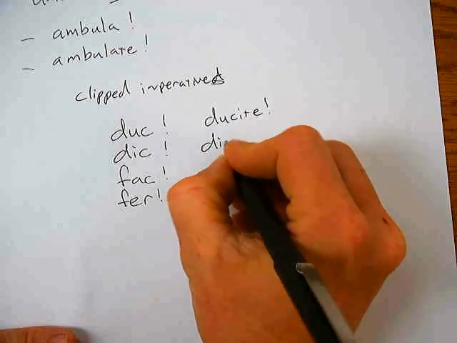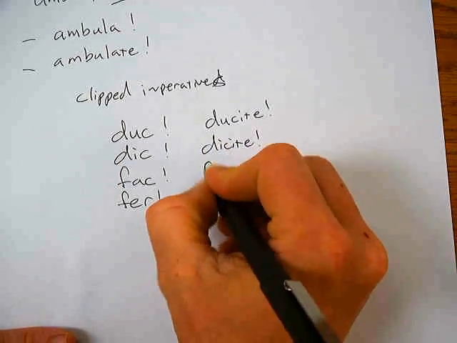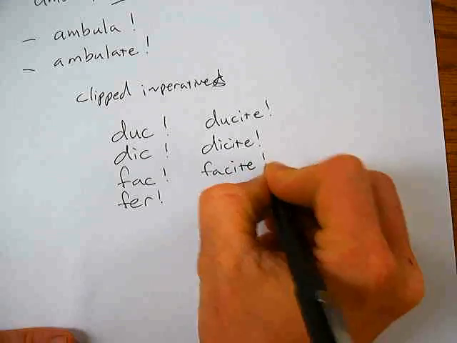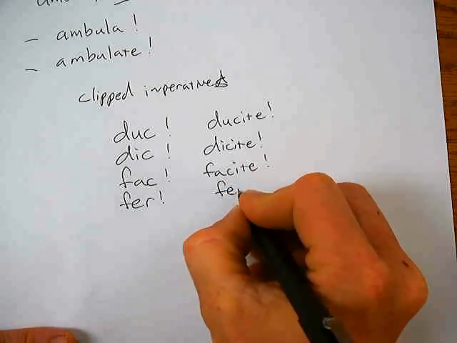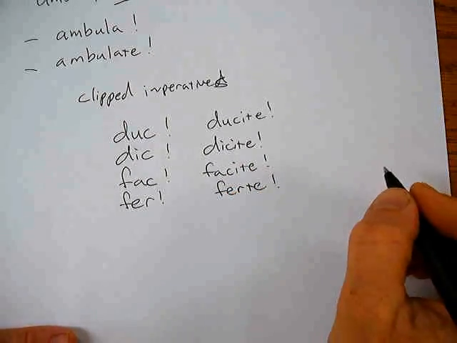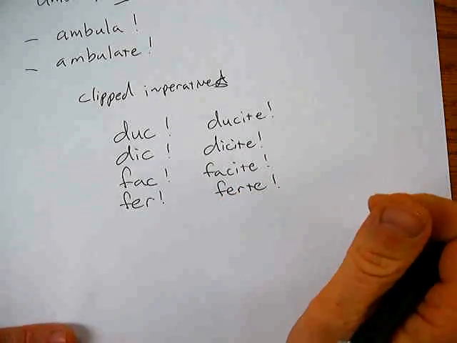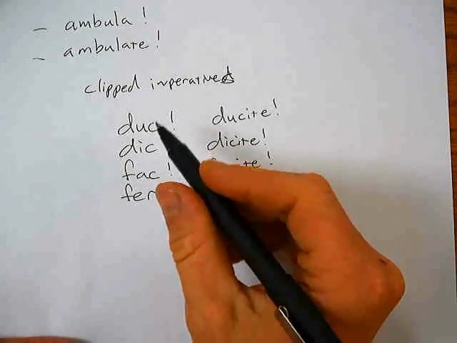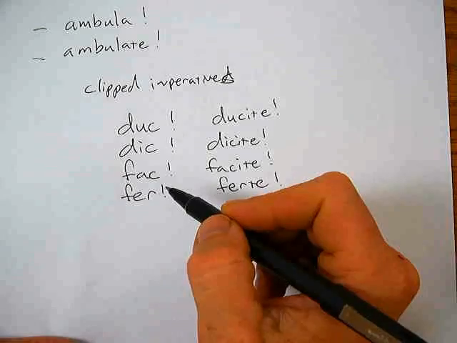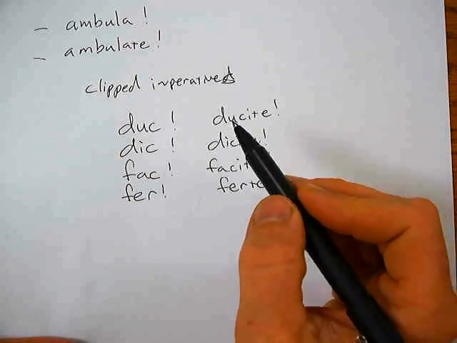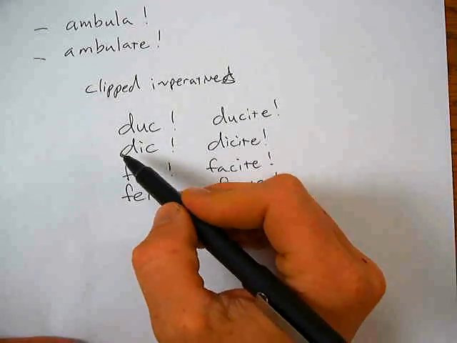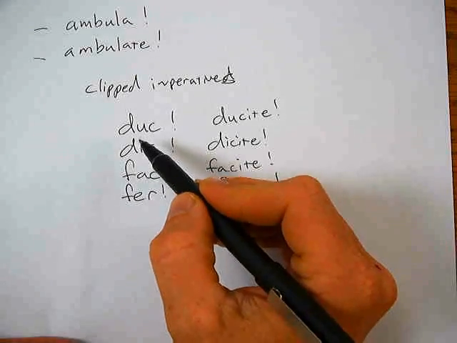And if you want to say the plural forms, they're regular. It's just ducite, dicite, facite, and ferte. Okay? And there's a couple little mnemonic devices that are good for remembering these. They're kind of funny. I'll share them with you.